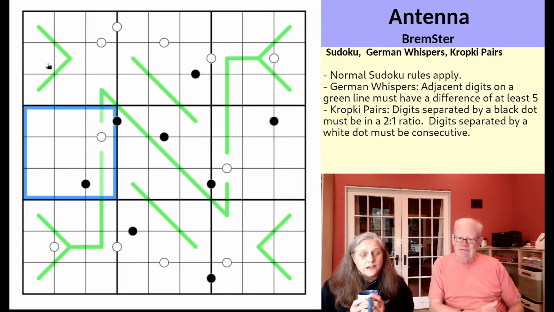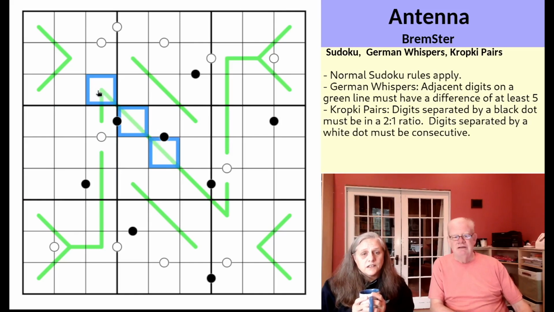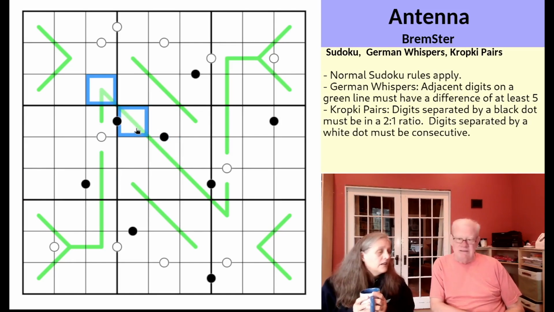Okay, we also have German whispers. These are the green lines, and along German whispers, consecutive digits on the line, adjacent digits on the line, must differ by at least 5. So this digit and this digit must have a difference of at least 5. Great. And we'll talk through the implications of that as part of the solve.